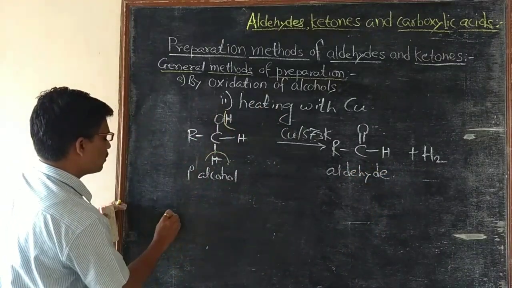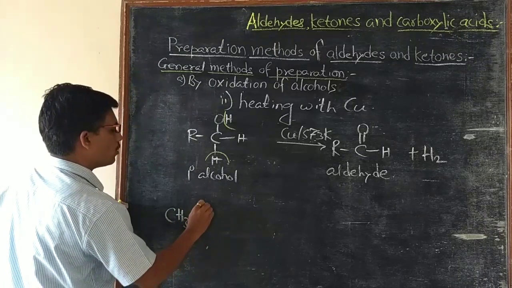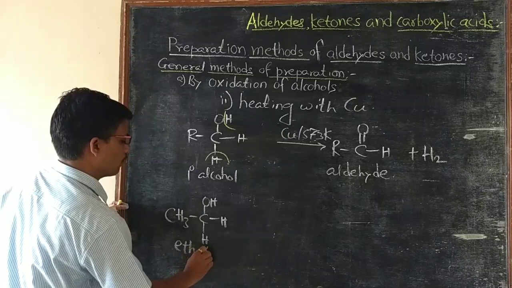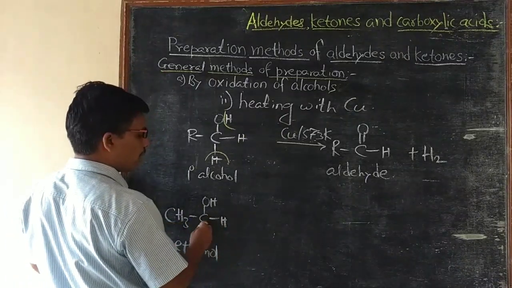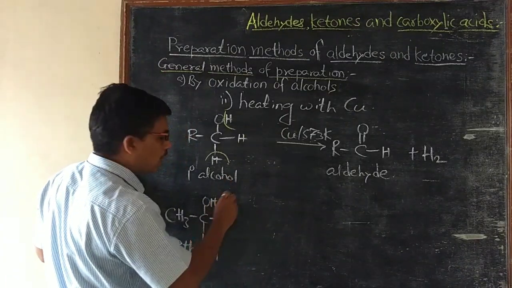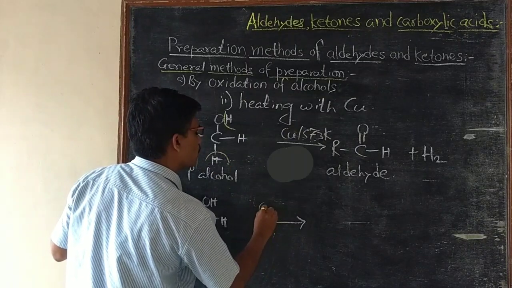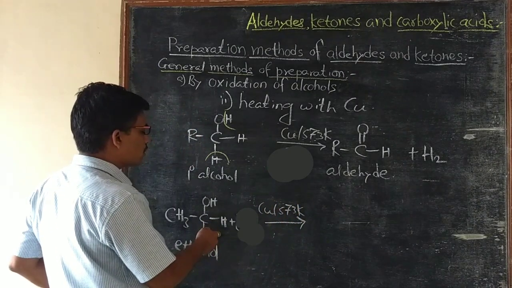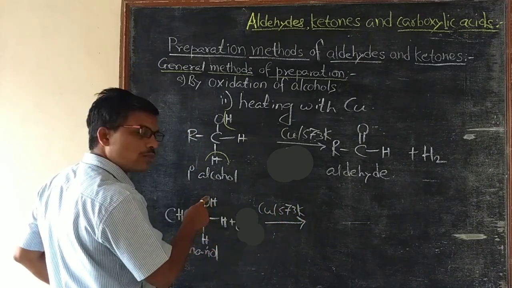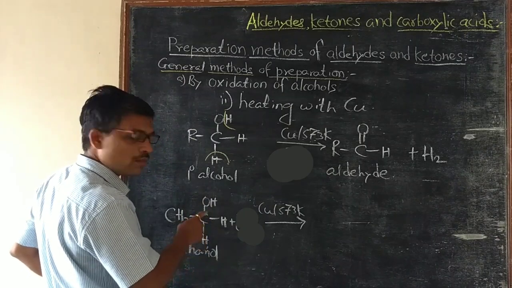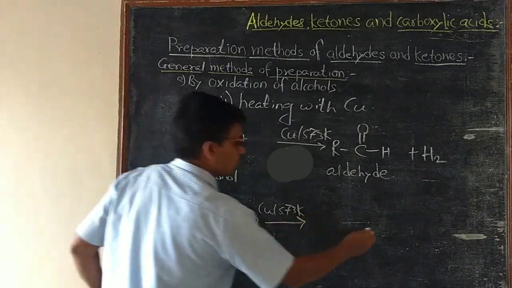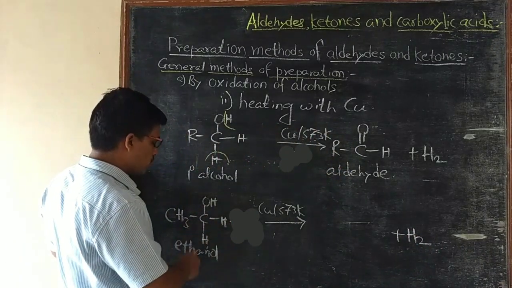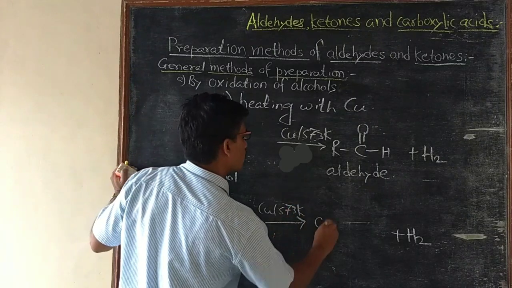For example, ethanol. When vapors of ethanol are passed over hot copper powder, that is at 573 Kelvin, in this case also, removal of one hydrogen from the hydroxyl group and another hydrogen from the alpha carbon takes place to form H2, and what we have left is our desired product, that is ethanal.